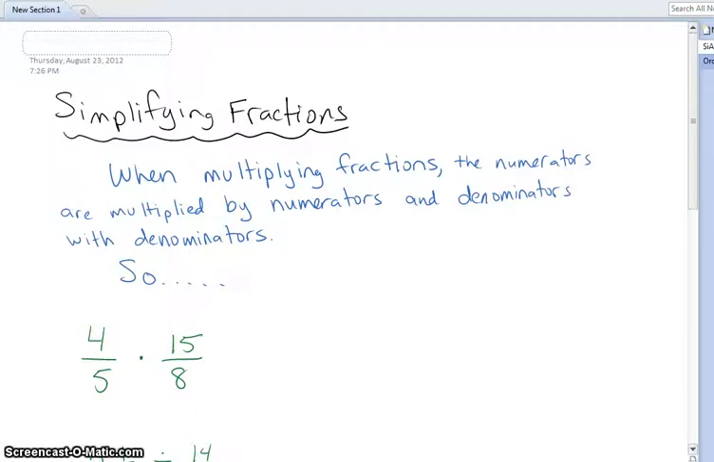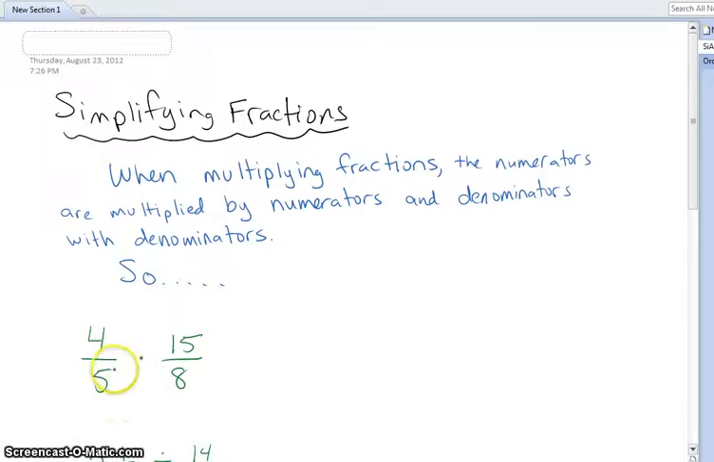This is the first of several videos that I'll make about different lessons that I think we need a little more review on. So this video is about simplifying fractions when you're multiplying or dividing. First of all, you have to know that when you're multiplying fractions, the numerators are being multiplied by the numerators and the denominators with the denominators.